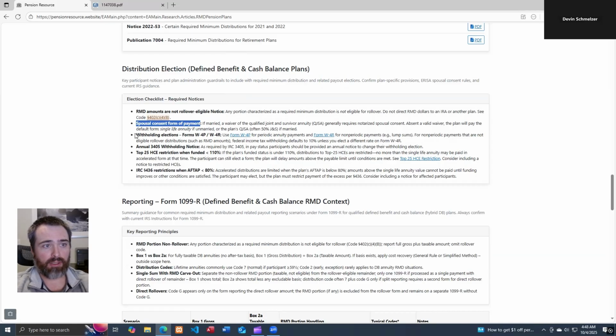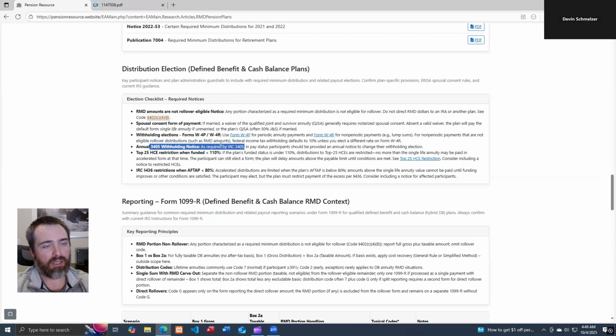For the withholdings, there are two withholding forms. You have W4P and W4R, one for the pension annuity payments and the other for the lump sum. If you're not sure which form of payment they are, then the fail-safe is to provide both with instructions telling them to fill out the one that applies for their withholding amounts. And then as for their withholding amounts, if they elect an annuity, there is an annual 3405 withholding notice as required by IRC 3405, that the individual be notified that they have the annual option to change their withholding amount on their pension payments.